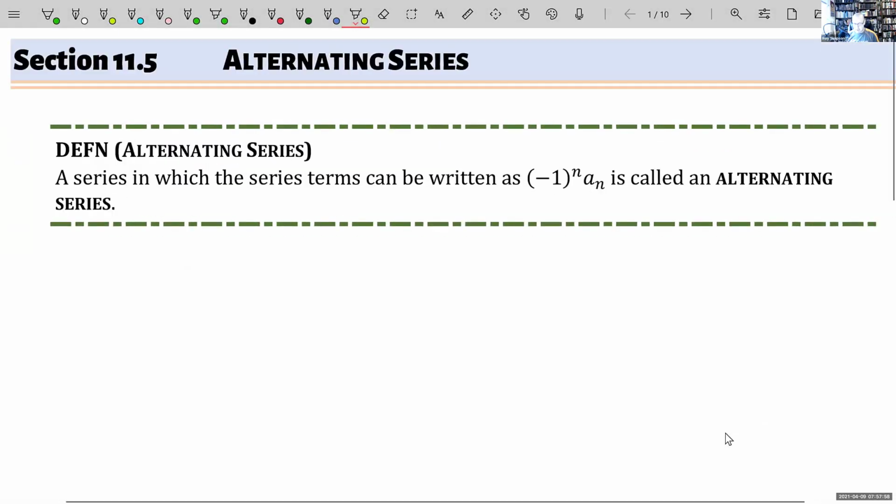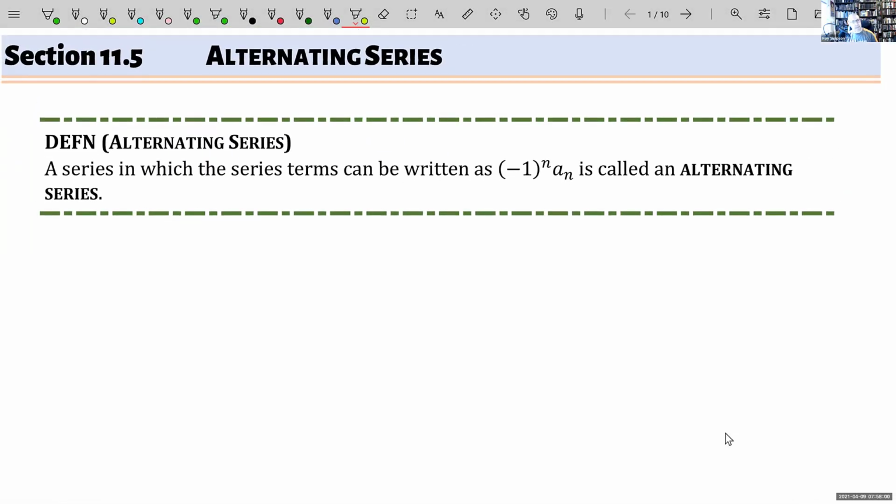So we'll start by defining what is an alternating series. An alternating series is a series in which the terms are of the form -1 to the nth times some positive sequence a sub n. So let me say that again. It's a summation. It doesn't have to start at 1, so I'm just going to say n equals k to infinity. It doesn't have to start at 1.